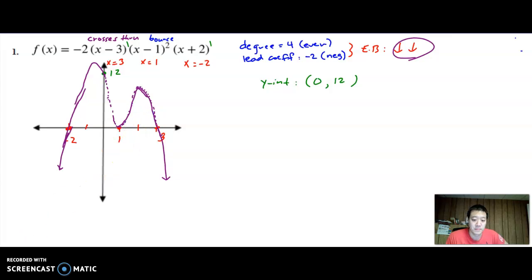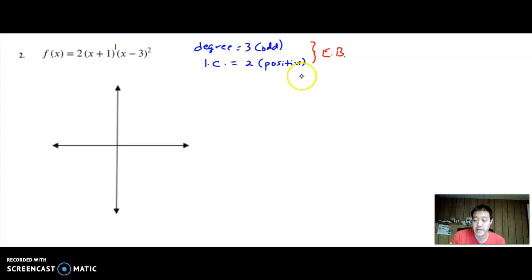Okay, here for number 2. I already started filling out some information here for you. The degree is going to be 3, because there's this invisible 1, and I'm going to add it to the 2. I don't care that it's 3, I care that it's odd. The leading coefficient is a positive 2. Again, I care that it's positive. And so according to my table, if I have an odd degree and a positive leading coefficient, my end behavior is going to be down up.